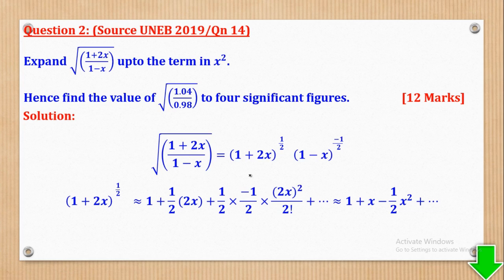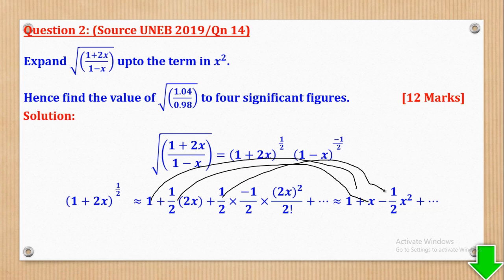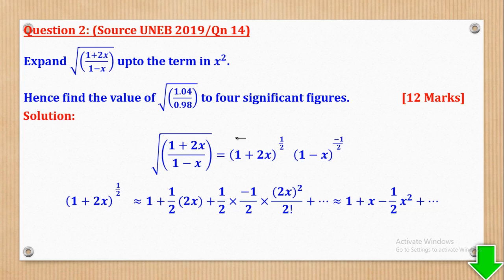Third term, and I think we have got what we wanted because they said expand up to x squared. So we have already got x squared here. That is why we stopped there, but remember to put these dots and this approximation sign. So now when I use the calculator, this one is the same. This one gives me that, and this one gives me that. So that is this expansion. What about this second one?